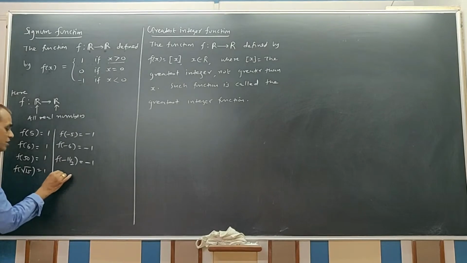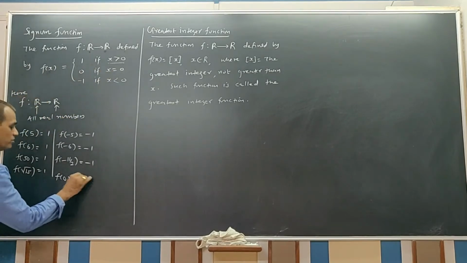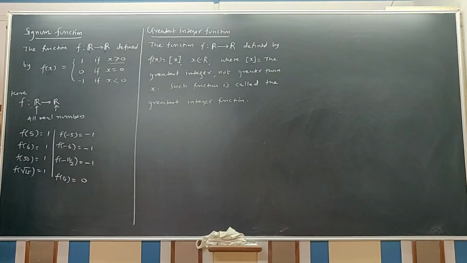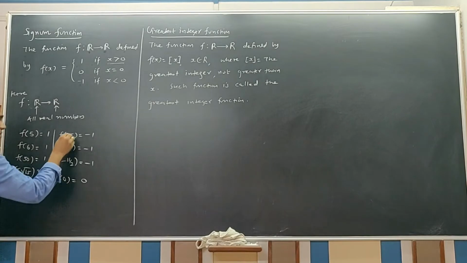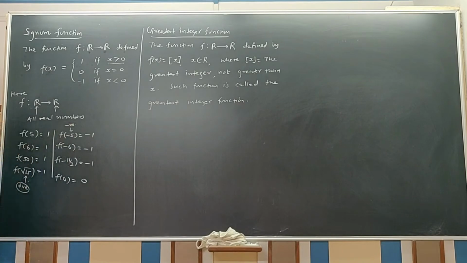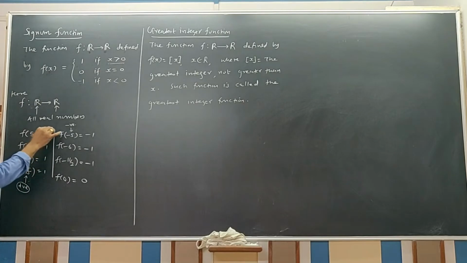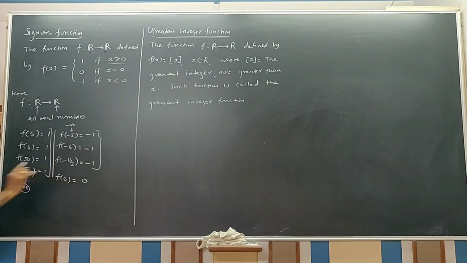If we keep 0, if the input is 0, the output is 0. So you can see that when we take a positive value, the output is 1, and when we take negative values, the output is minus 1. So outputs are plus 1, minus 1 or 0.